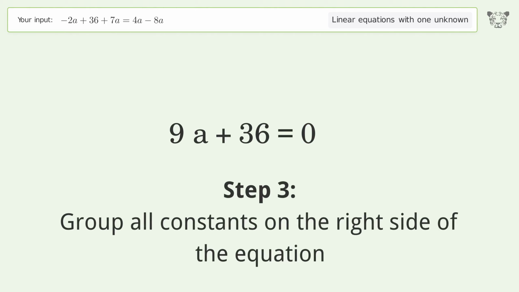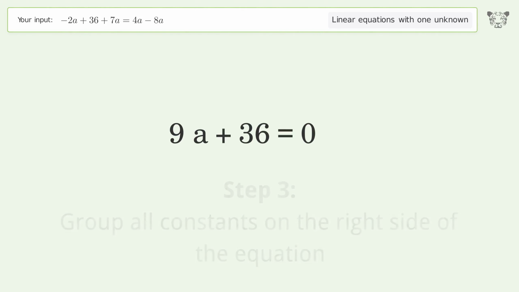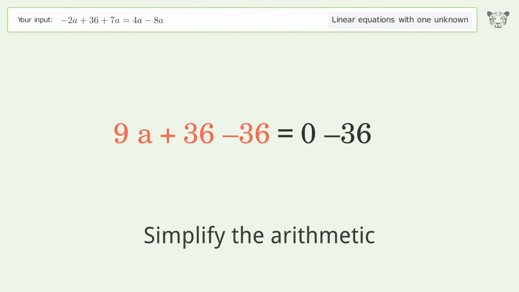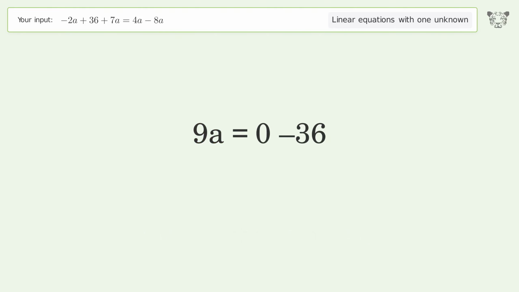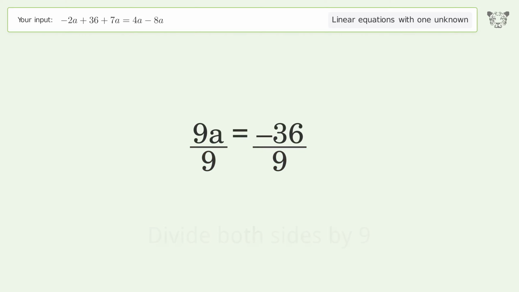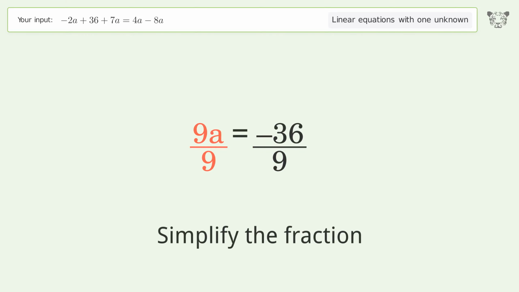Group all constants on the right side of the equation. Subtract 36 from both sides. Simplify the arithmetic. Isolate the a. Divide both sides by 9. Simplify the fraction.